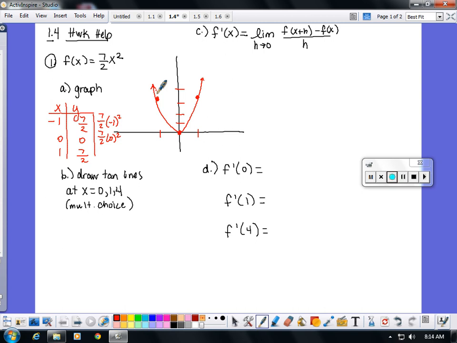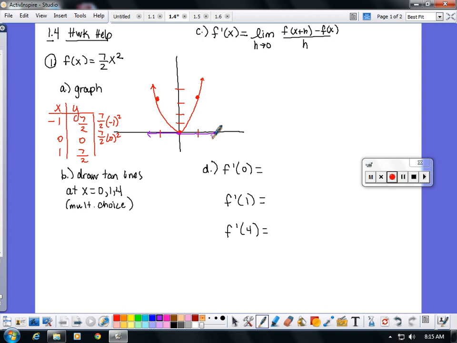On part B, you're then asked to pick out your tangent lines. Well, your tangent lines are going to be from the previous graph. So make sure you don't pick a graph that has a parabola flipped upside down. That's not going to be right. So if you're drawing a tangent line at 0, the slope at 0 is 0. So there's a tangent line at 0.